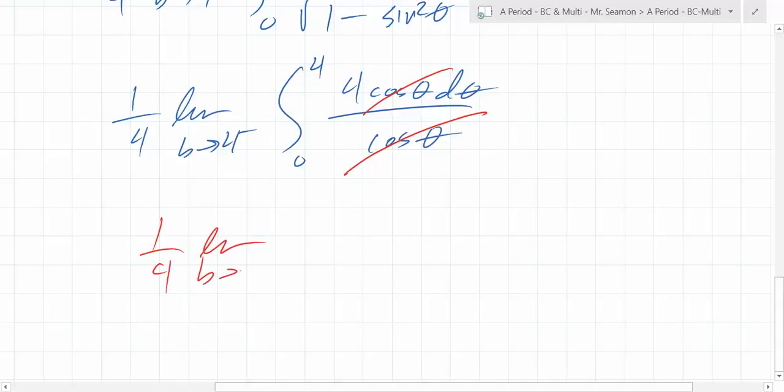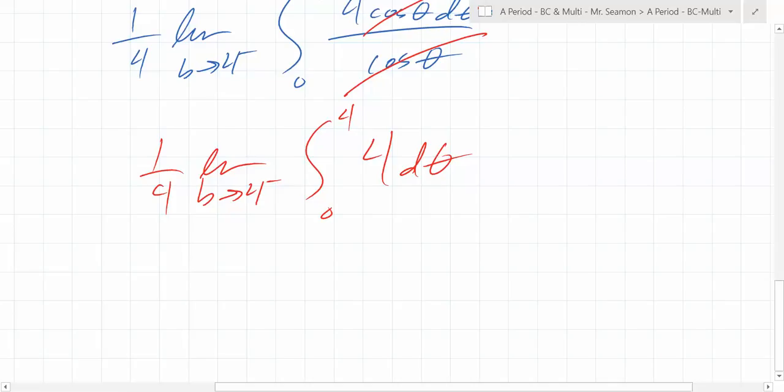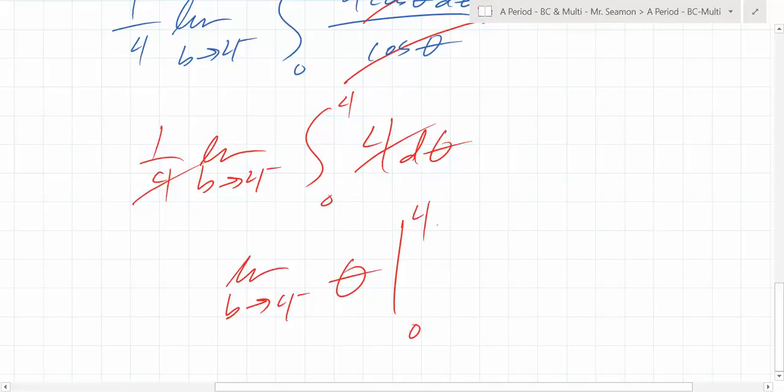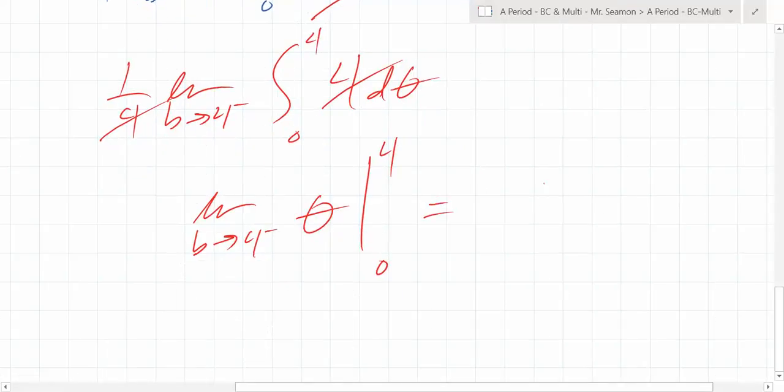Exactly. So then you have the limit as b goes to 4 from the left of the integral from 0 to b of 4 d theta, right? Oh, then this cancels too. Oh, that's kind of cool. So what do you end up with? You integrate this, it becomes theta from 0 to b, right? But what's the answer to that? 4.